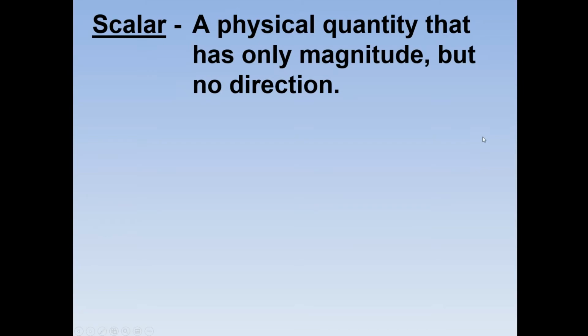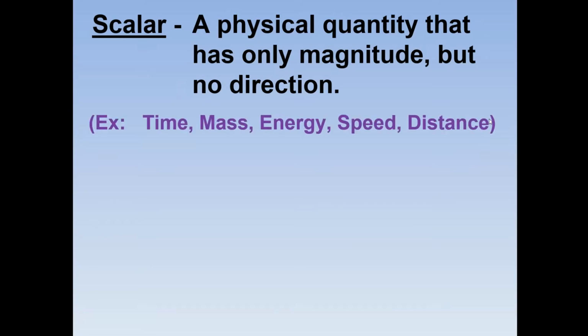A scalar is a physical quantity that has only magnitude but no direction. Examples of scalars include time, mass, energy, speed, and distance. So, for example, if you were to ask someone, how long is it going to take you to do your homework? And they said 2 hours to the east. That answer doesn't really make sense. Same thing if someone said 5 kilograms up.